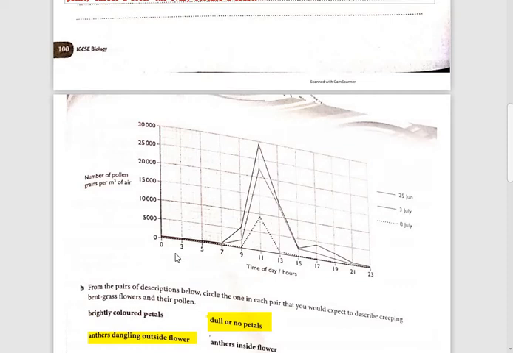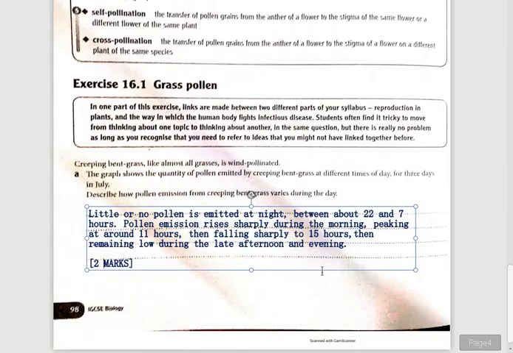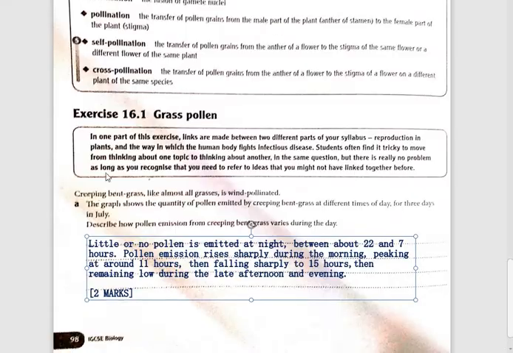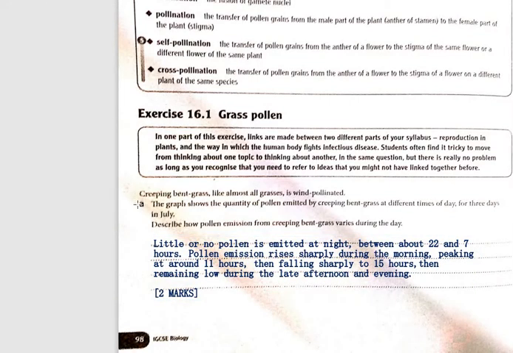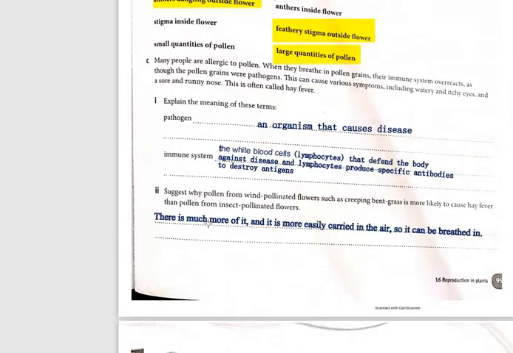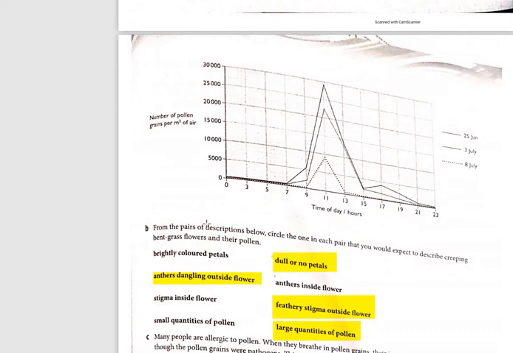like from this time to the day, from this time there is no pollen emission, then from here it fluctuates very steeply, and then it slows down during this time of the day. And yeah, so this is how you explain. This is one tip that I'm giving you as well. So part A is over, so let's just highlight this, and now let's go to the next question, which is part B.